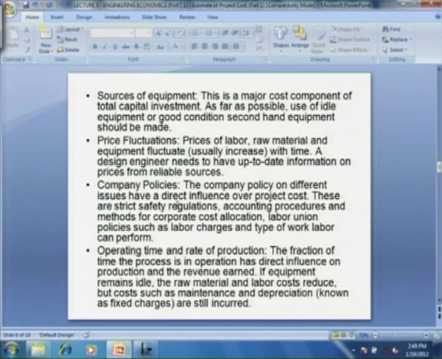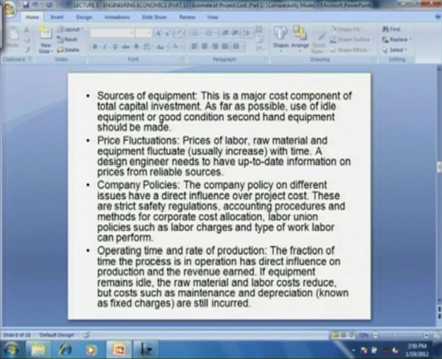The next is the policies of the company. A company may have different policies, like I just said, an agreement with some other company to get equipment or raw material at a reduced price. Other policies are strict safety regulation, accounting procedure and methods for corporate cost allocation, and labor union policies such as labor charges and the type of work labor can perform. So, these policies have a direct influence over the project cost.